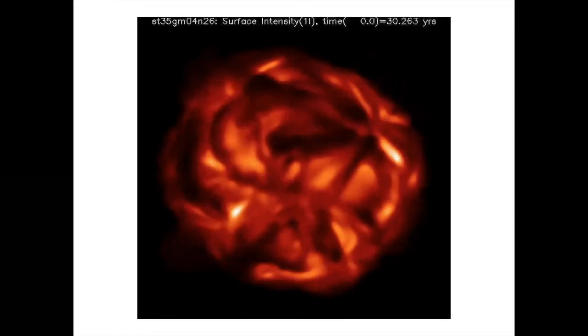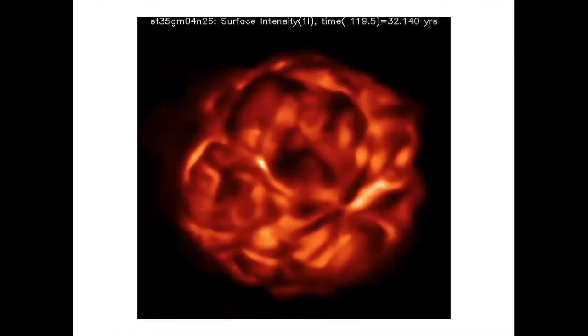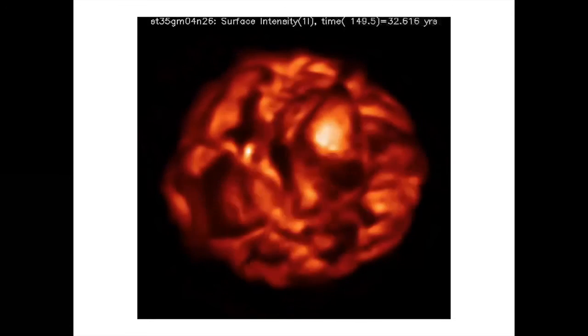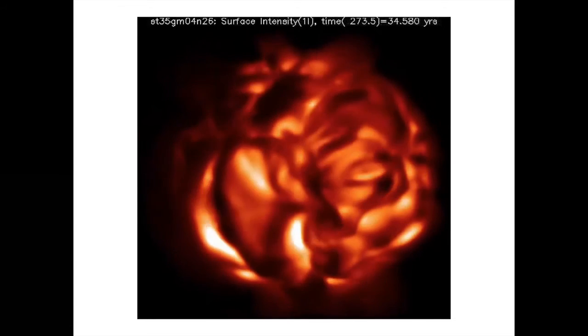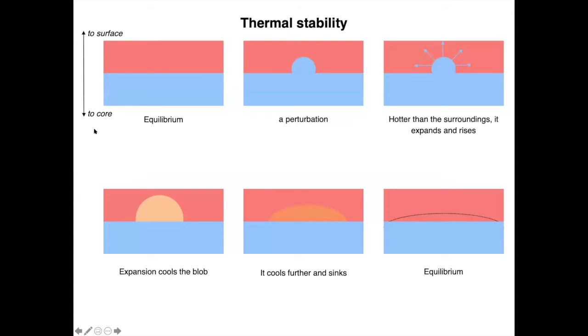Let's understand that. Let's understand first what is thermal instability. If you are in a situation of stability, any attempt of increasing the amplitude of an oscillation is not going to succeed. You can imagine a situation like this. You have equilibrium. You have a temperature gradient. So this to the core is bluer, hotter, and this to the surface, colder, redder.